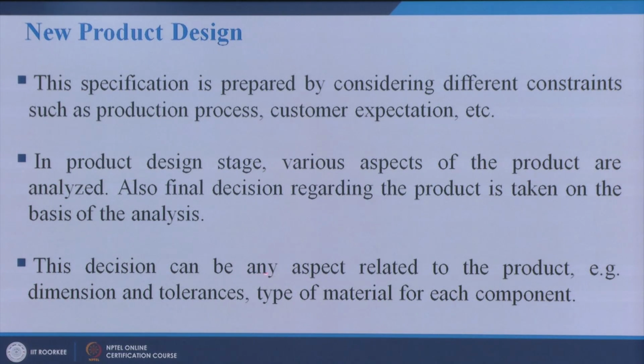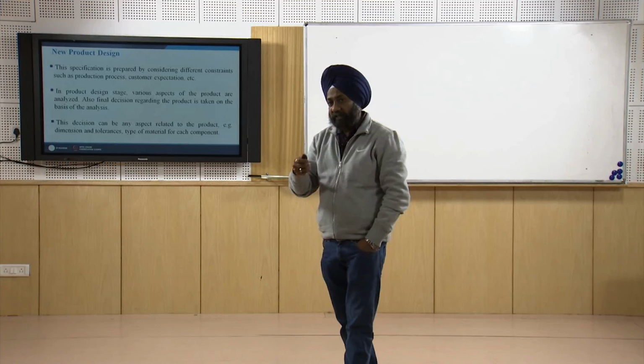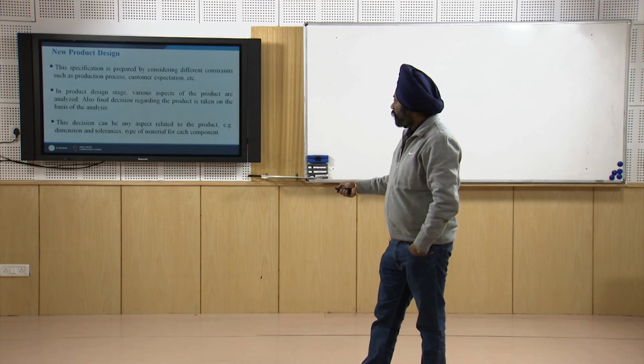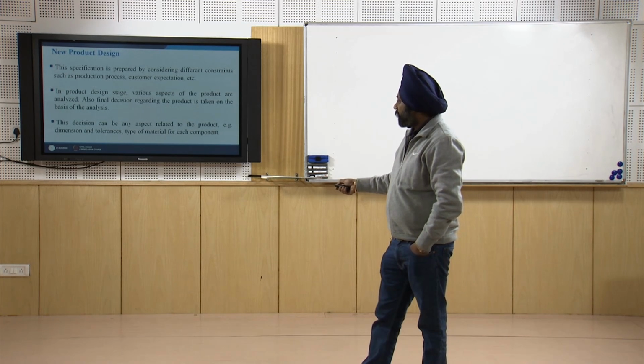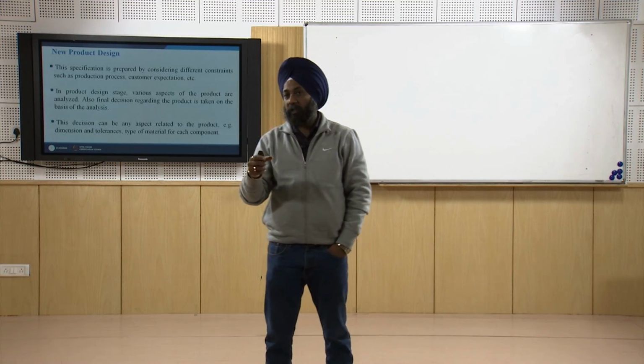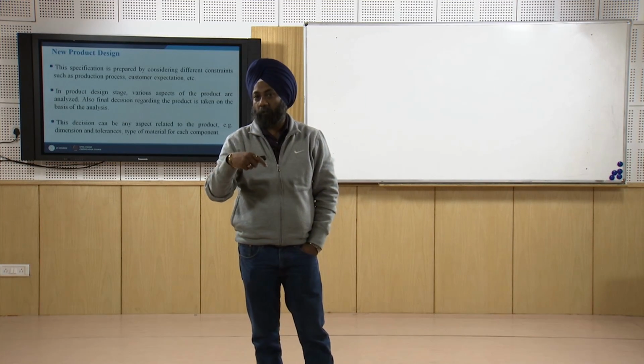Then this decision can be any aspect related to the product. For example, dimensions and tolerances, the type of material for each component. So when we do the analysis, we will go through all these things. We will see what the dimension of the product should be, what tolerances should be specified for that product, which type of material it should be made of, and further whether each component should be made of the same material or of a different material.